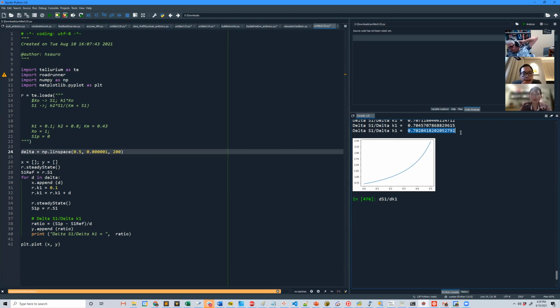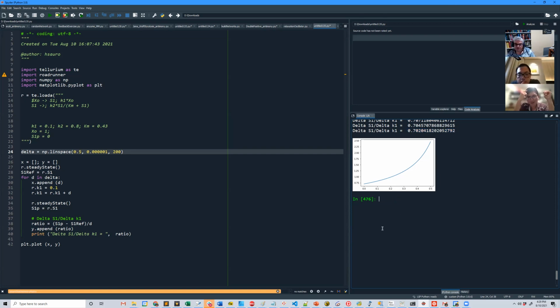Yeah, like when you have the delta in the denominator, closest to 0. So basically we're doing a limit as delta K1 approaches 0.